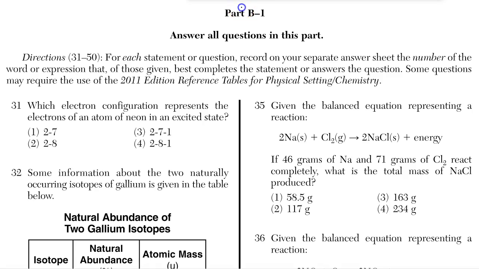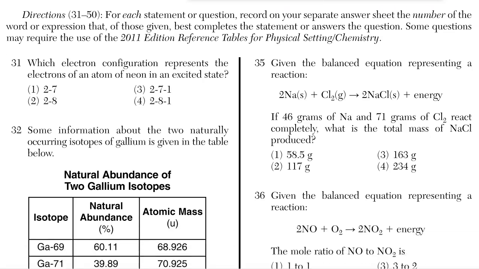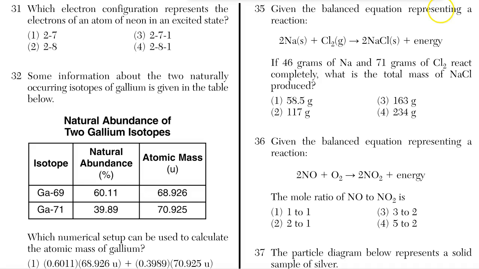So we're starting in the part B1 section of the multiple choice, and this represents 20 questions that review the entire curriculum again, as 1 through 30 did, but supposedly these questions are a bit tougher and require a couple of steps. But let's be crazy and start with 31. Which electron configuration represents electrons of an atom of neon in the excited state?